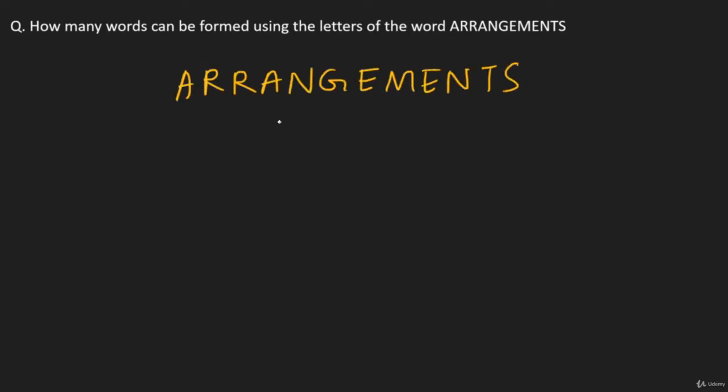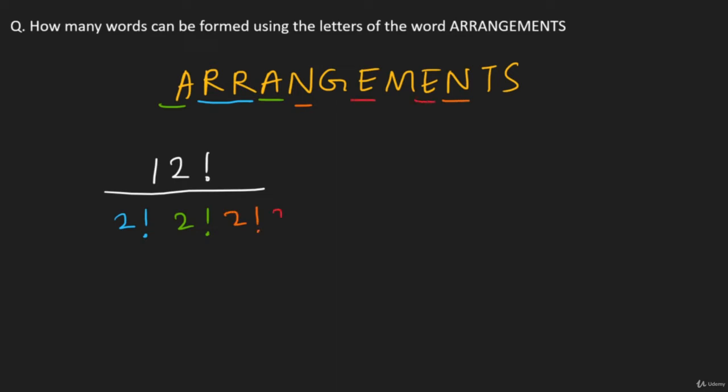You can see that this is a 12 letter word. Therefore, the numerator is 12 factorial. Now, you can see that R is repeating 2 times. Therefore, you have to divide it with 2 factorial. Similarly, A is repeating 2 times. You can see that N is repeating 2 times. And you can see that E is repeating 2 times. Therefore, your answer is 12 factorial divided by 2 factorial into 2 factorial into 2 factorial into 2 factorial.